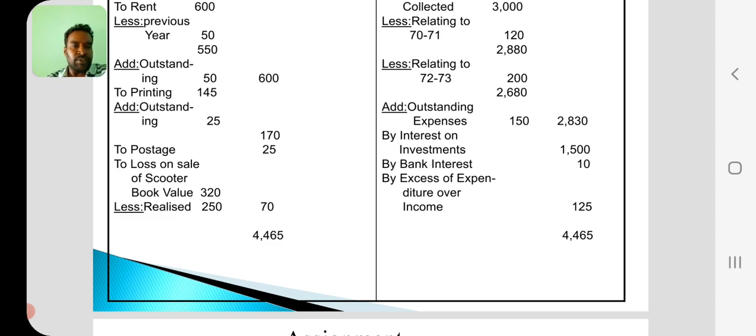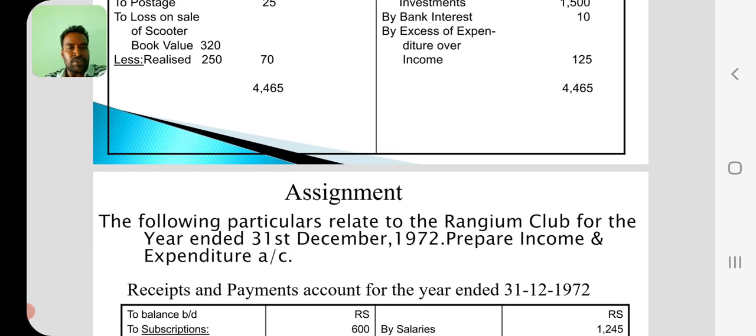Interest on investments 1500, it is income. Bank interest is also revenue, so 10 rupees is posted here. So excess of expenditure over income means loss, that is, deficit.